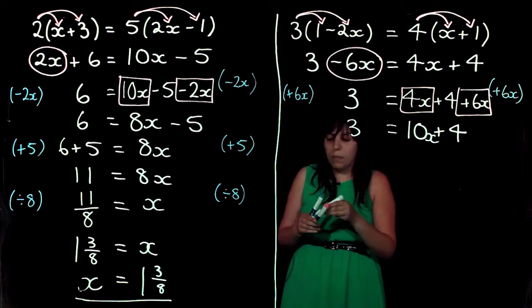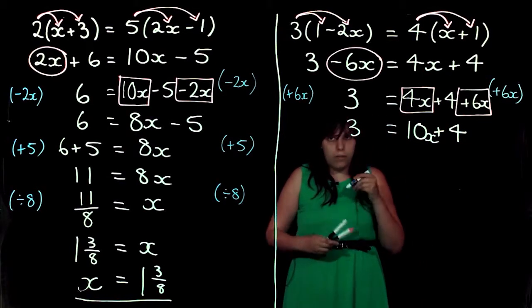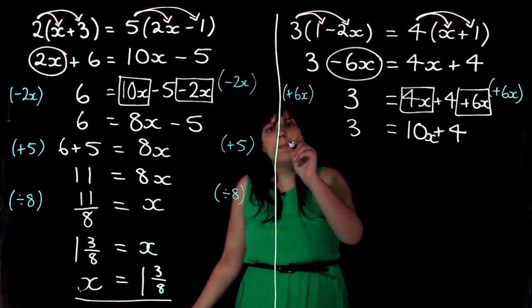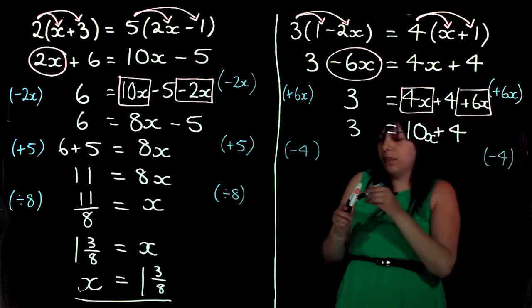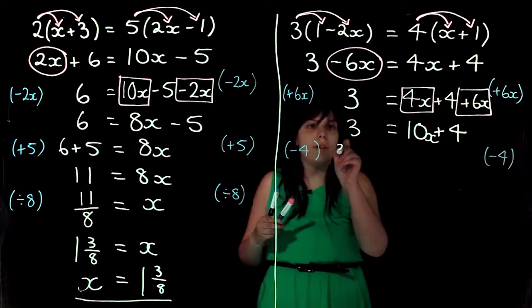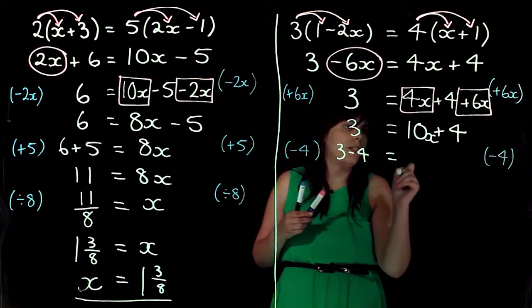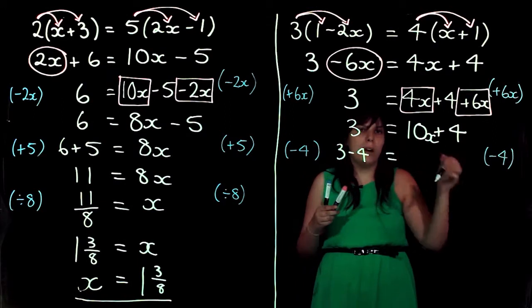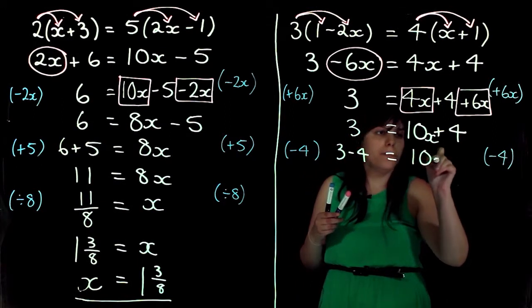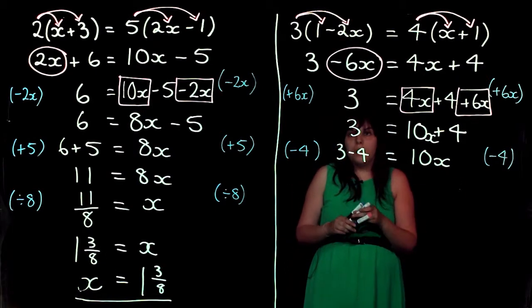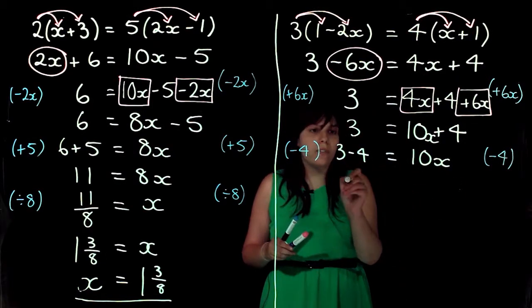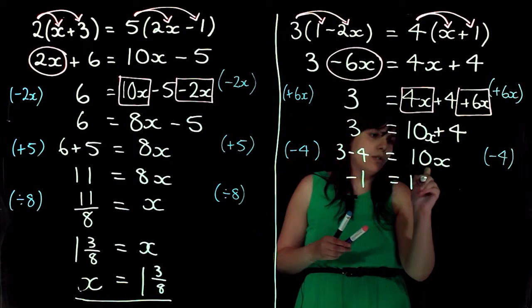So I need to get rid of my plus 4 first. How do I get rid of plus 4? Subtract 4. And I'm going to do that from both sides. So on this side, I've got 3 minus 4. And on this side, 10x plus 4 minus 4 is just going to be 10x. Because plus 4 minus 4 is 0. So that gives me 3 minus 4 is minus 1, which equals 10x.